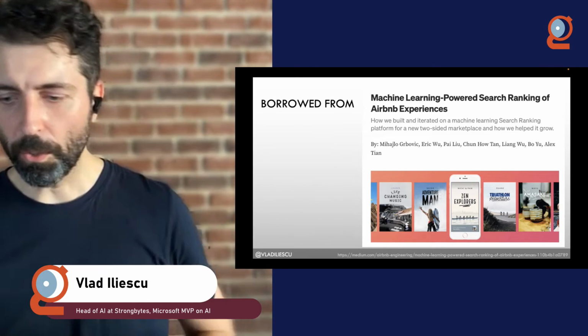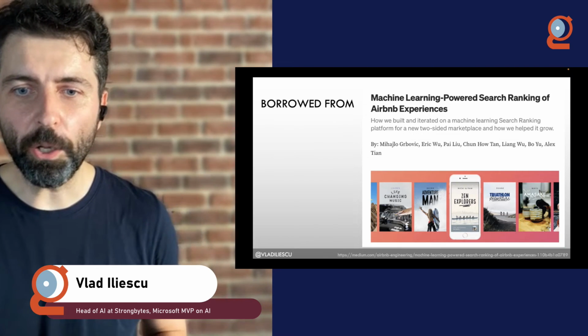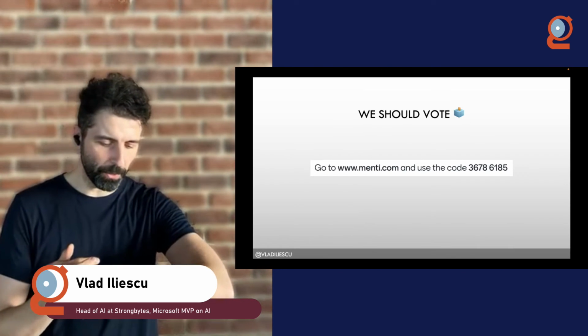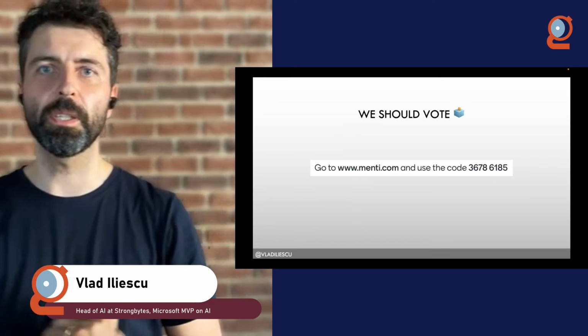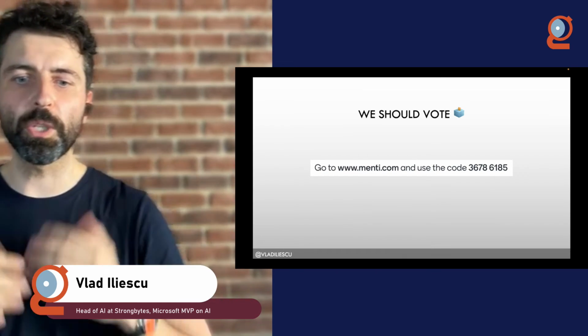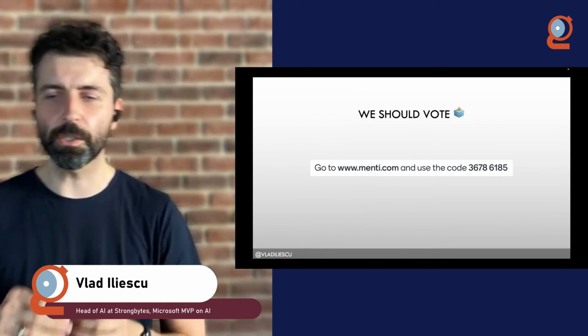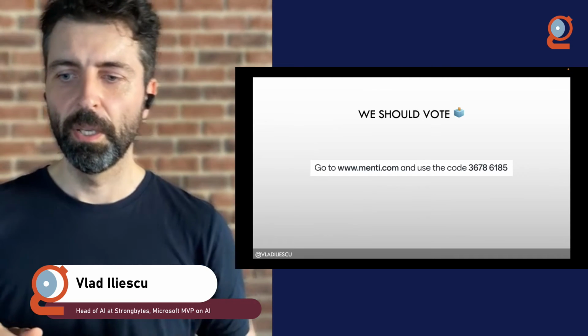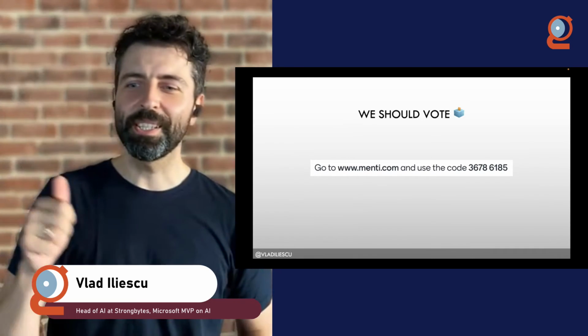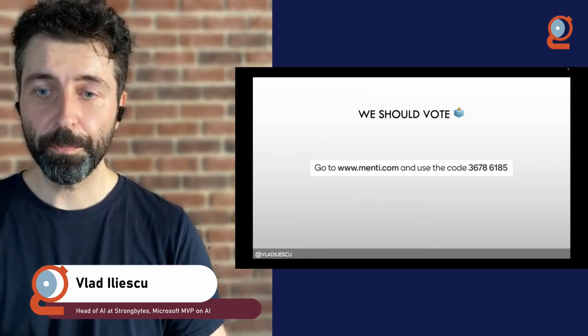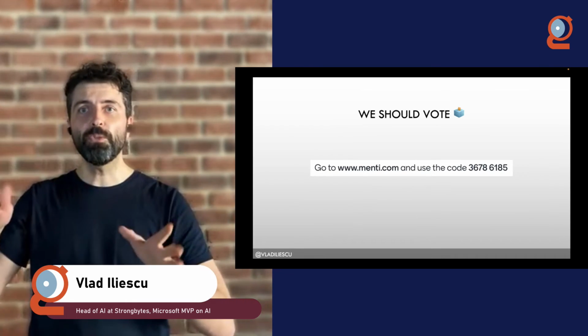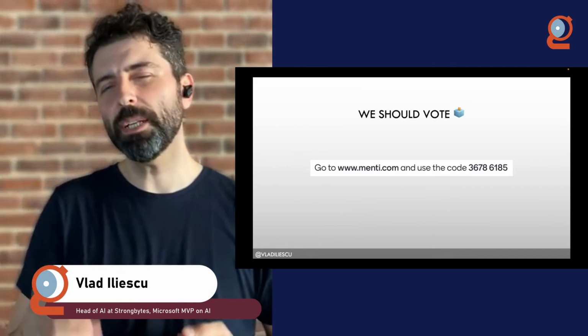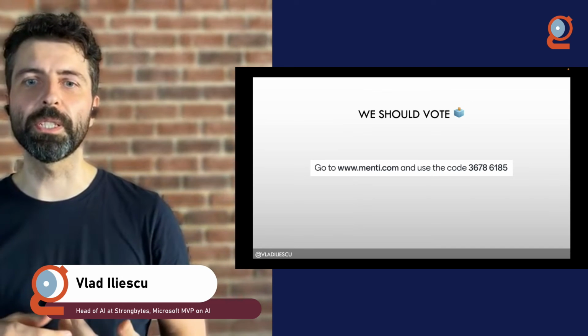All right. And I also prepared a small voting experience. Now, I think there's a bit of time. So I ask you to go to menti.com and enter this code. It's 3678-6185. And I'm going to follow up with a few questions. Basically, it's the same question, but applied to 3 different scenarios.